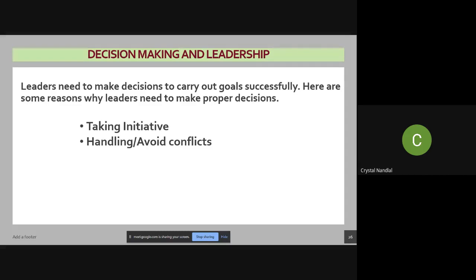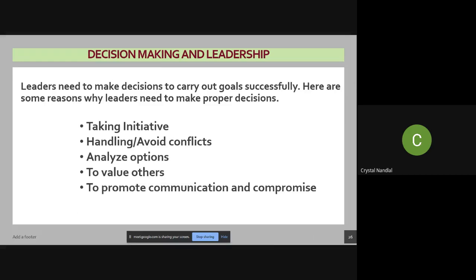It will help you handle and avoid conflicts, analyze your options, and it will be able to help you value others when you're making proper decisions, right? And to promote communication and compromise amongst the people that you're working with.